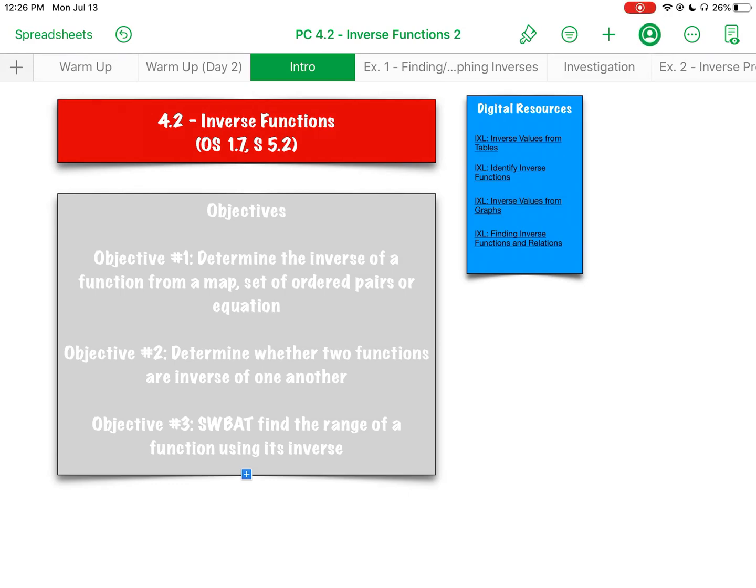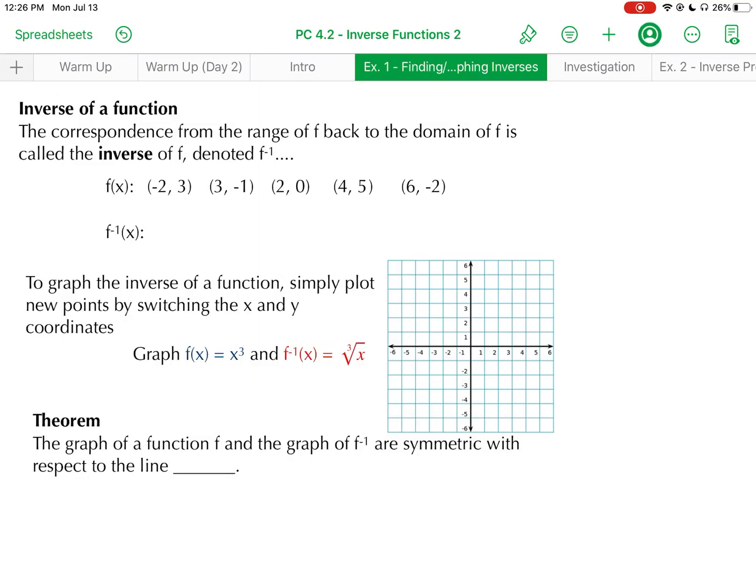All right, here we're in section 4.2. We're looking at how to find the inverse of a function as well as some properties associated with inverses, okay? So the inverse of a function is defined to be the correspondence from the range of the original function f back to the domain of f, okay?